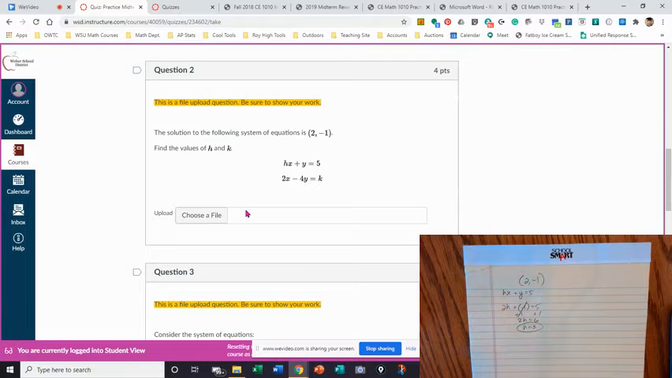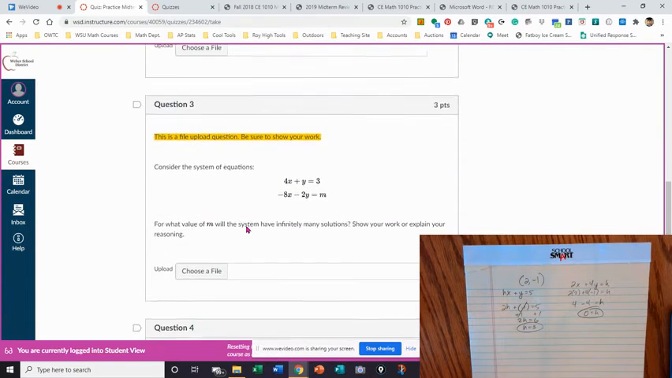Okay? And over here, I get 2x plus 4y equals k. So if I put that solution into here, 2 times 2 plus 4 times negative 1 equals k. I get 4, and 4 times the negative 1 is negative 4, equals k. 4 minus 4 is 0, equals k. There it is. And I would upload that. Take a picture and upload it.